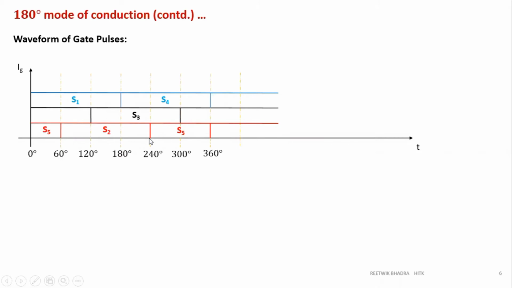Now S5 was starting at 240, so S6 should start at 300. See, wherever S3 is ending, S6 is starting. So this gap is how much? 60. So obviously there should be 120 degree, to satisfy this 180 degree conduction. So obviously before S3 there will be a gap of 120 degree. So 120 plus 60 equal to 180. Please tell me if you have any doubt regarding this, or if you don't have doubt, we'll proceed.